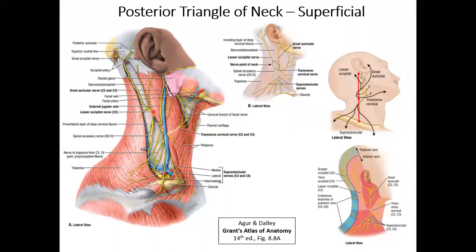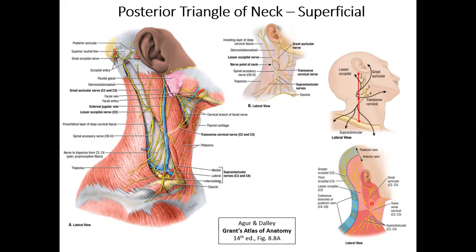So superficially, you can see sensory nerves coming out that we mentioned before. So you can see your greater auricular nerve, you can see your lesser occipital nerve, you can see your transverse cervical nerve, and you can see your supraclavicular nerve coming out. As well as, can you see, does it show very well? No, because these are all superficial. Okay. So sensory nerves coming out for sensation along this aspect of the neck.